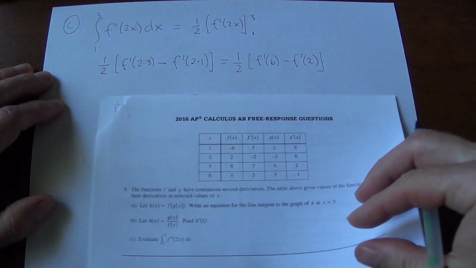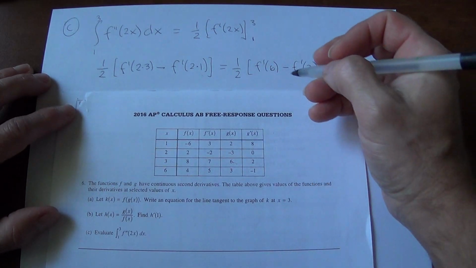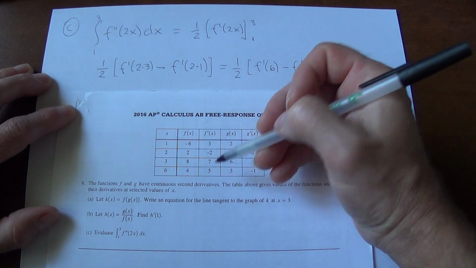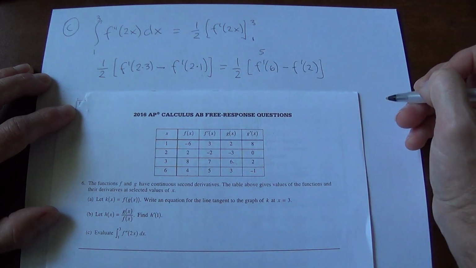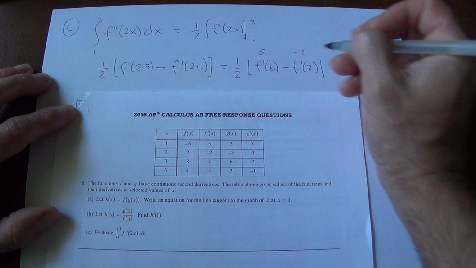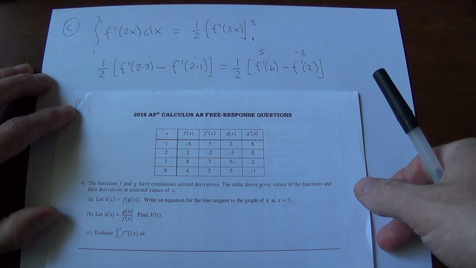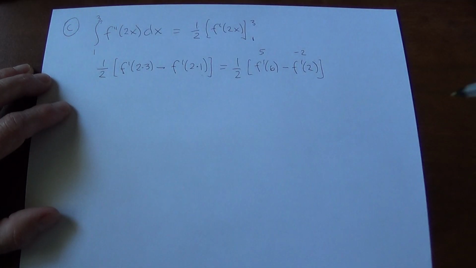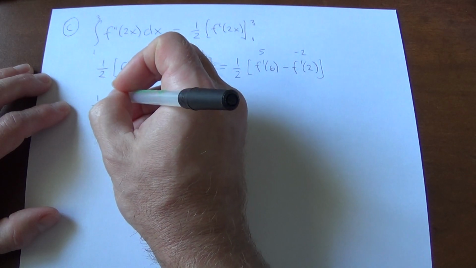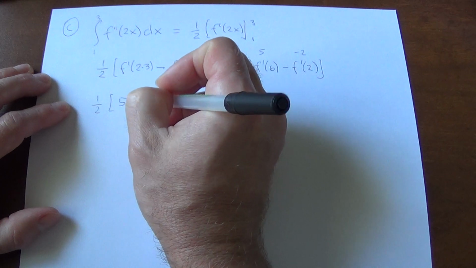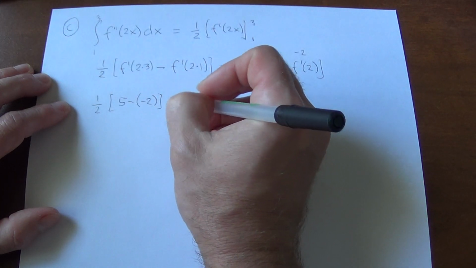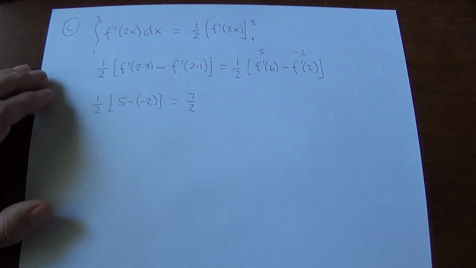We need to come back to the table of values. f prime of 6 is 5. I'm going to jot here that it's 5. f prime of 2 is negative 2. So all we need to do now is substitute that. It's 1/2 times 5 minus negative 2, which is going to give us 7/2. And that is the answer for that.